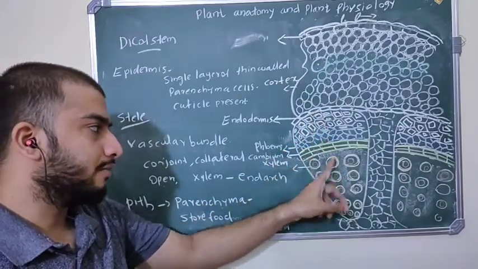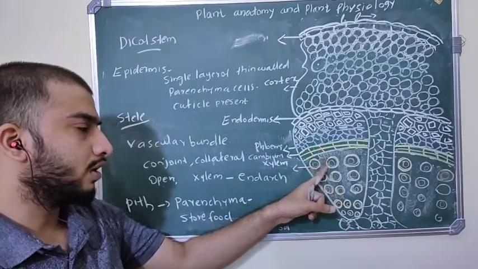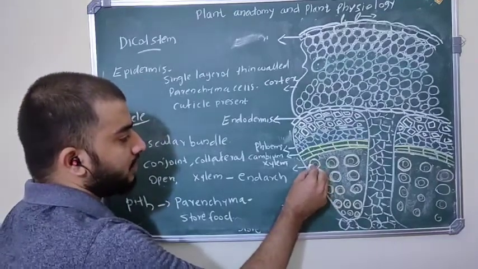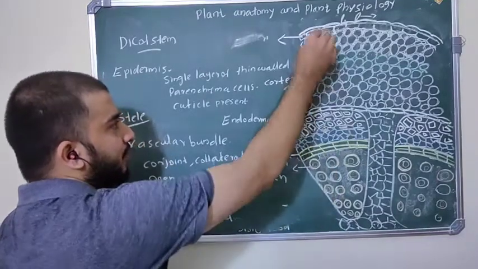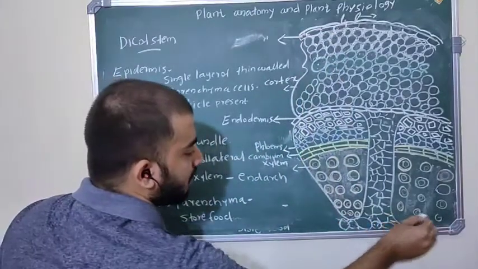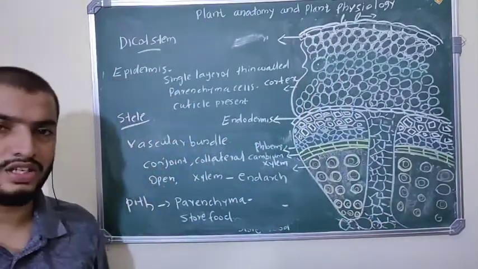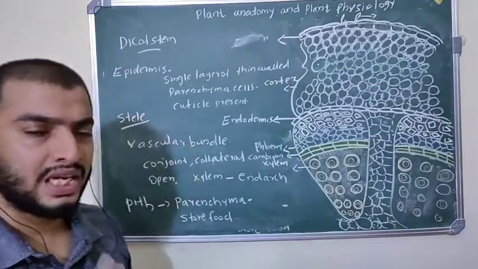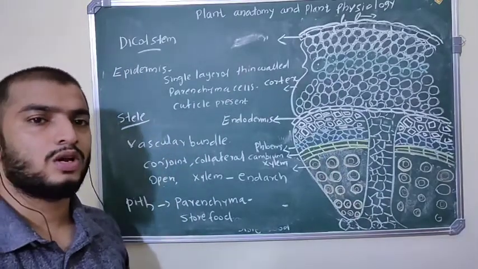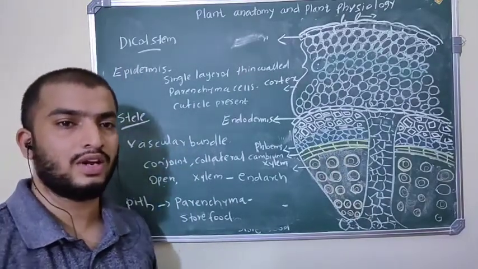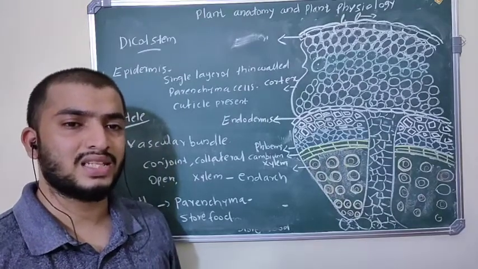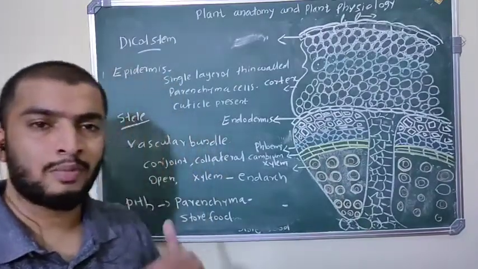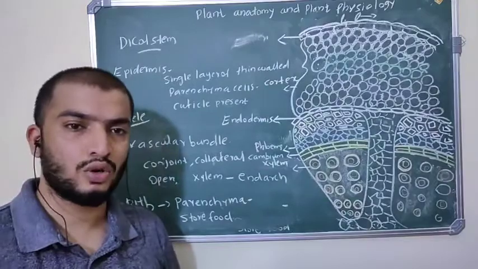Then phloem and xylem form the vascular bundle. They are conjoint, collateral, open, and endarch. What is meant by endarch? In this vascular bundle, metaxylem is arranged towards the periphery and protoxylem towards the inner side. That condition is called endarch condition. So whether it is a dicot stem or monocot stem, in general stem vascular bundles are endarch. Then pith is made up of parenchyma cells, and these cells store food materials.